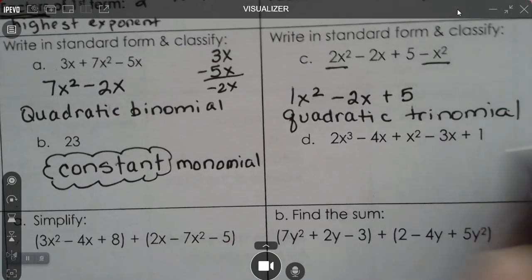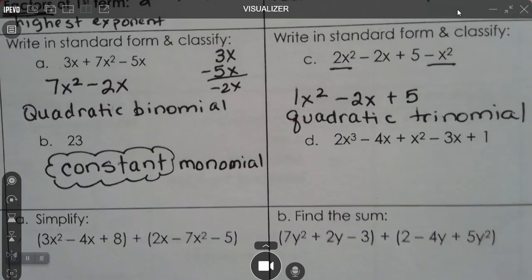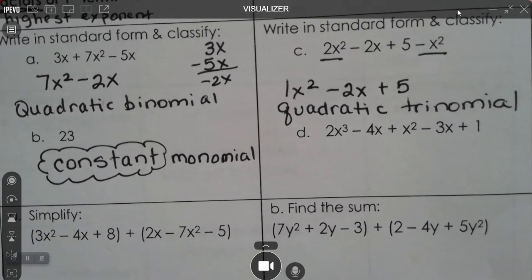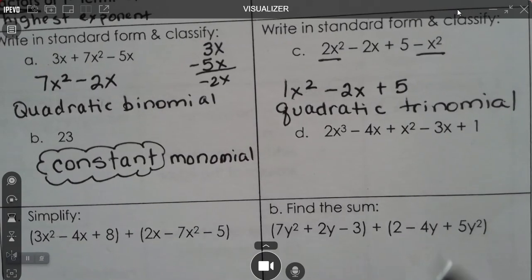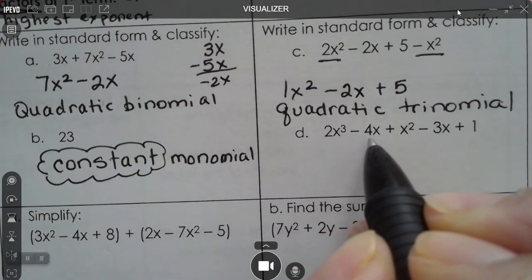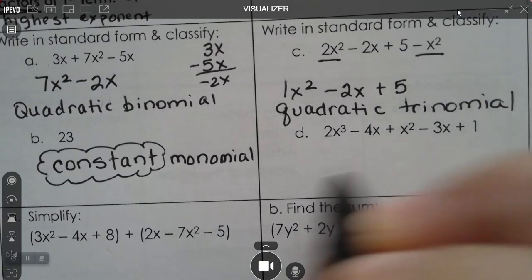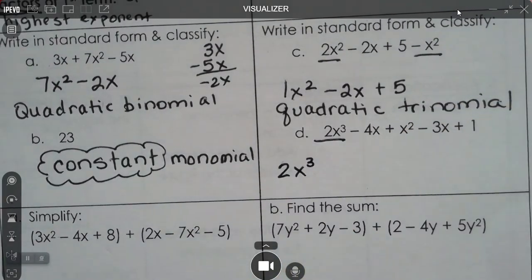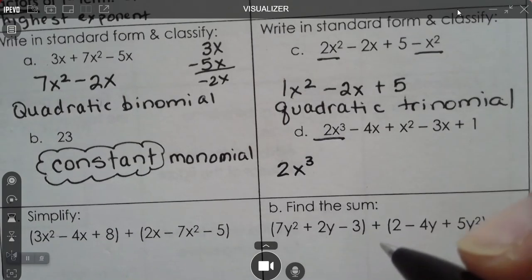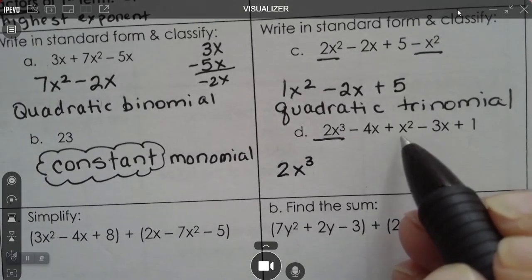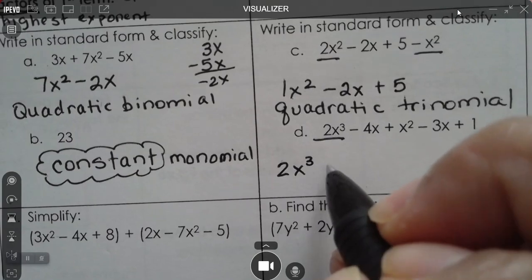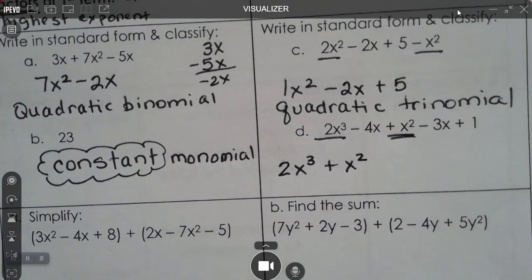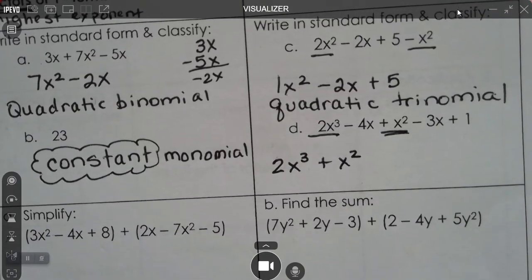All right. This one, can you identify which term has the highest exponent? 2x to the third. Is there anybody else with x to the third? No, so it's by itself. Okay, we're done with that one. Next highest exponent. X squared, and nobody else has that one, so plus x squared. Okay. Next highest exponent.